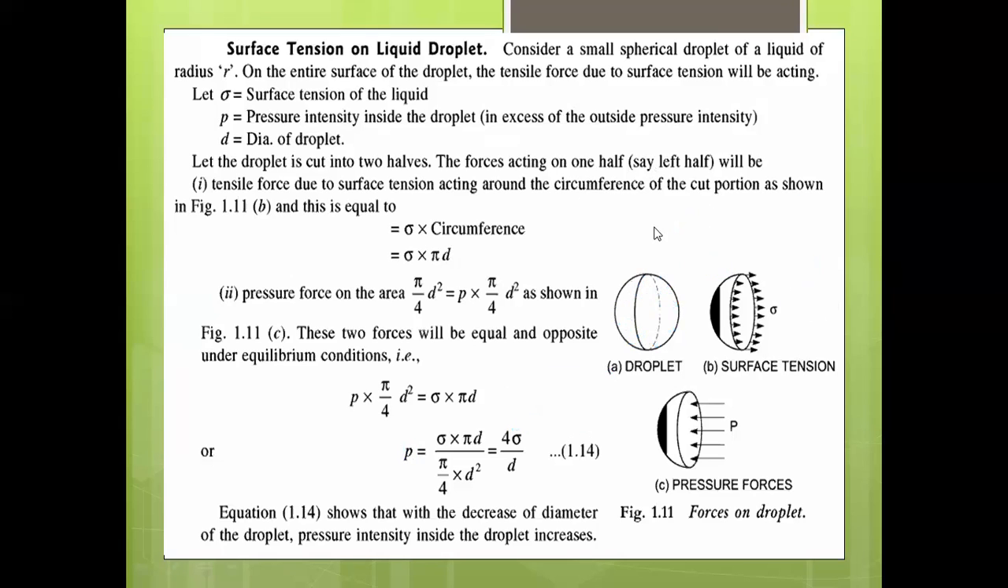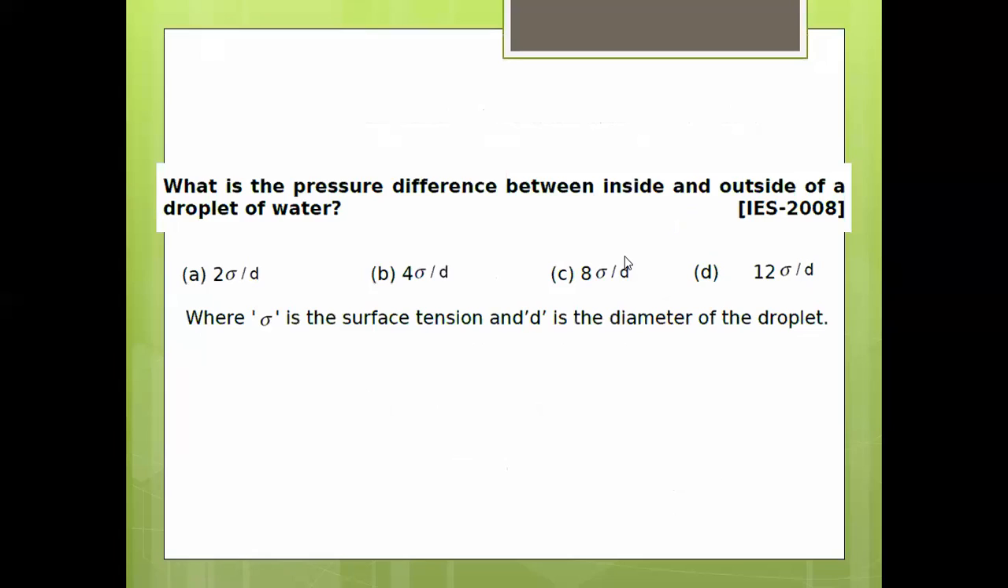Now, let us move ahead. So there is a question on this, which was asked in the IES examination 2008. What is the pressure difference between inside and outside of the droplet of water? What is the option? Put your option in the chat box, answer in the chat box. Till that, I will take your attendance.